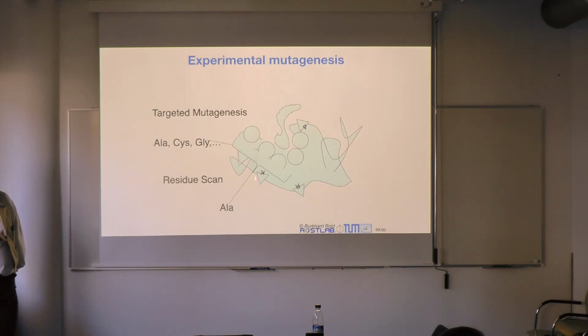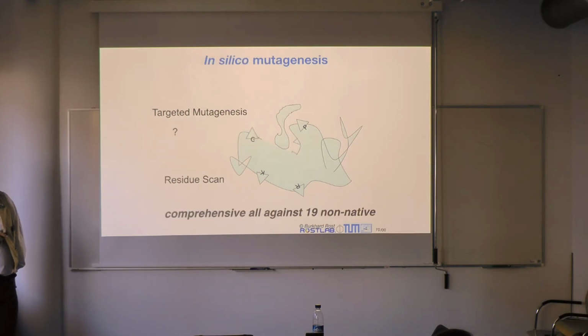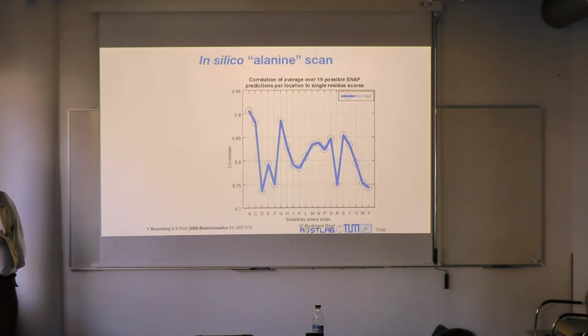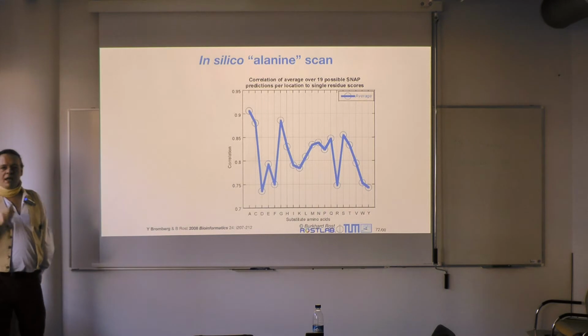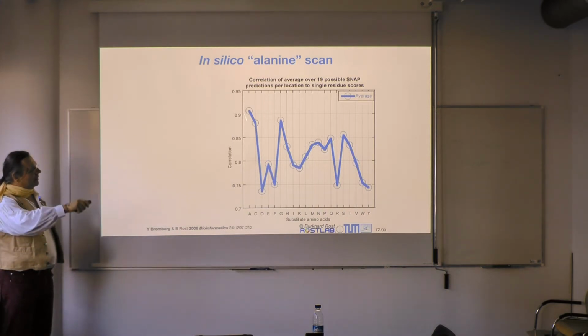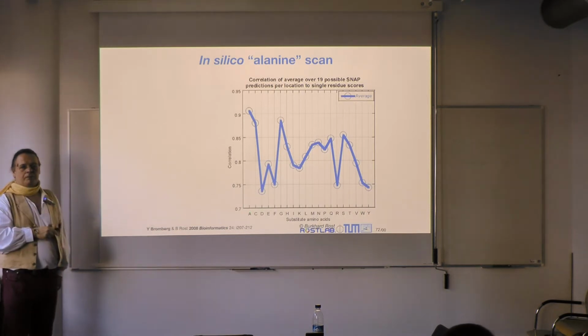Mutagenesis simply takes a particular residue, mutates it, typically historically to alanine, and sees whether or not that has an effect. We can do the same in silico. Right? We can take every single residue, mutate into 19 non-natives, predict the effect, and then look at this change. And then we can see what the average of all 19 non-natives times every single residue is, and see how that average correlates with a mutation of everything against alanine, everything against cysteine, and so forth and so on.